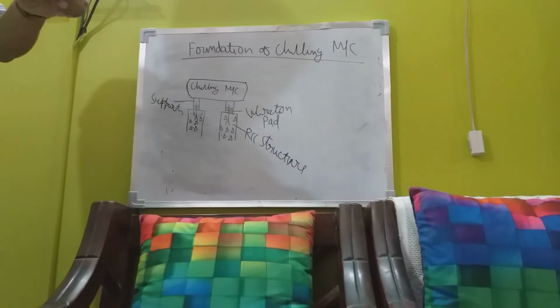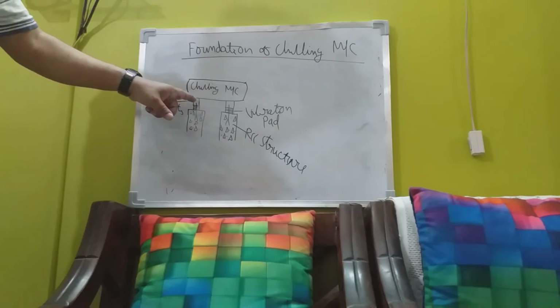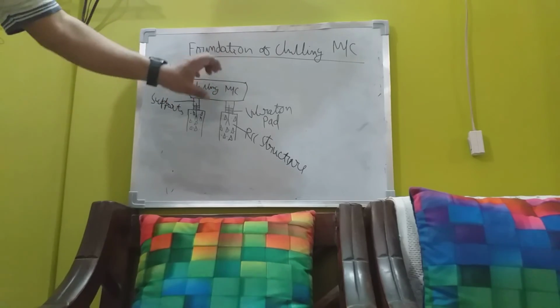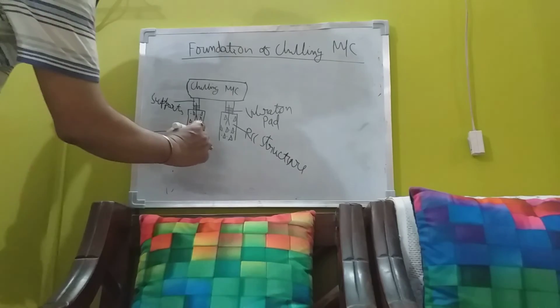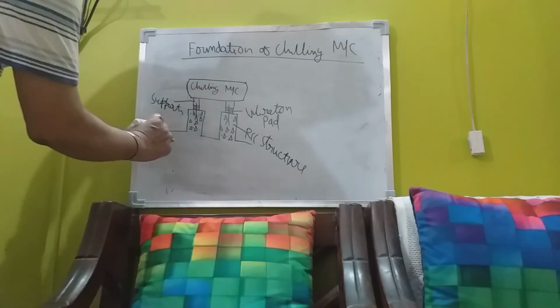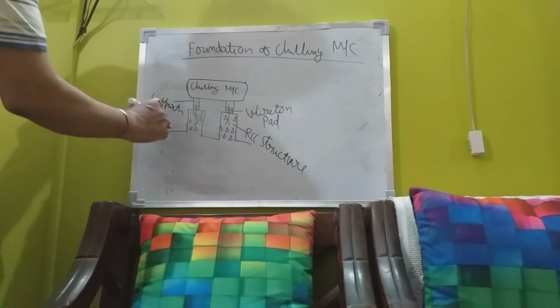Now, this is how the chilling machine foundation is made. These are the stands of the chilling machine on which the chilling machine sits. This is the floor level. This is the symbol of floor level.